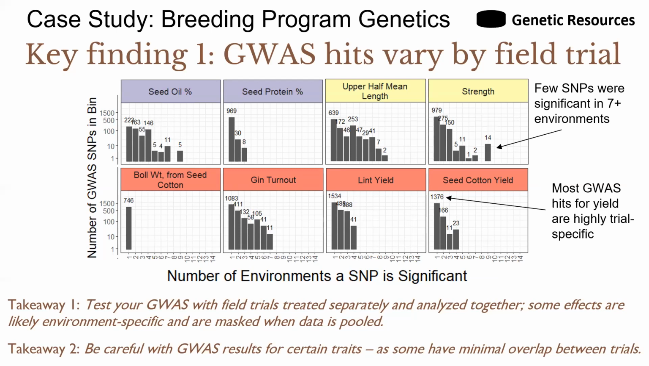So this is something you need to be conscious of when you are testing your different field trials. It may be beneficial to treat those separately in GWAS analysis, both separate and analyzed together, as some effects are likely environment specific and are masked when data is pooled. So you really need to be careful with the GWAS results for certain traits, as they will have minimal overlap between the trials.